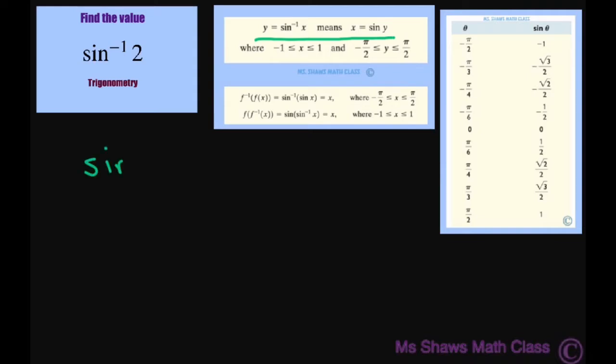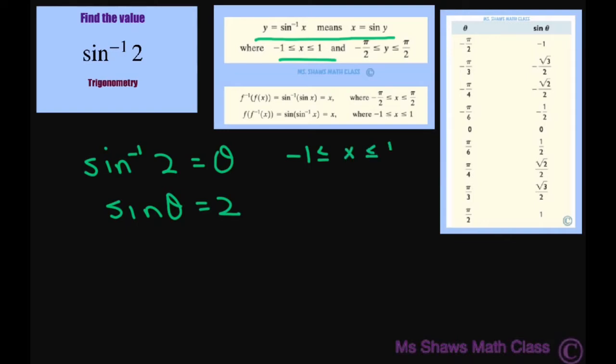So if we set inverse sine of 2 equal to theta, we can write this as sine of theta equals 2. And that means we have to be between -1 and 1. Our 2 is not in between -1 and 1. Therefore, this is undefined.